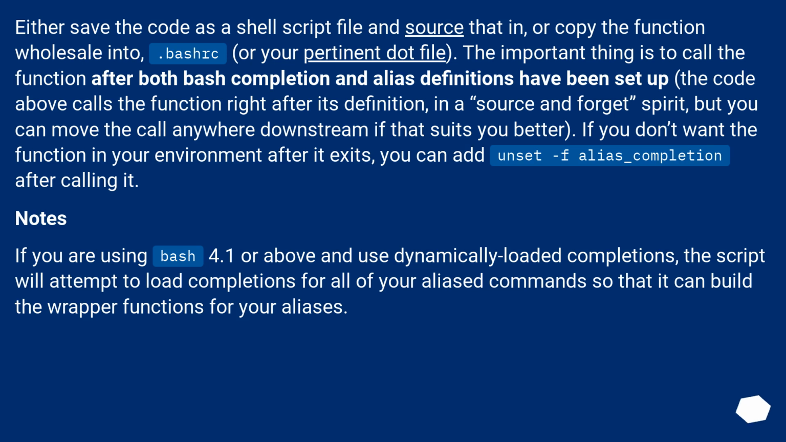If you don't want the function in your environment after it exits, you can add unset -f alias_completion after calling it. Notes: if you are using bash 4.1 or above and use dynamically loaded completions, the script will attempt to load completions for all of your aliased commands so that it can build the wrapper functions for your aliases.